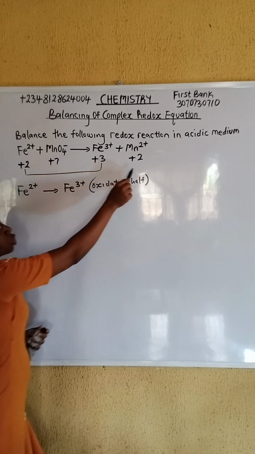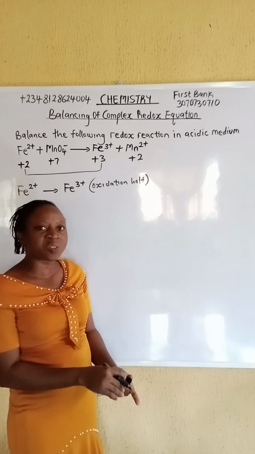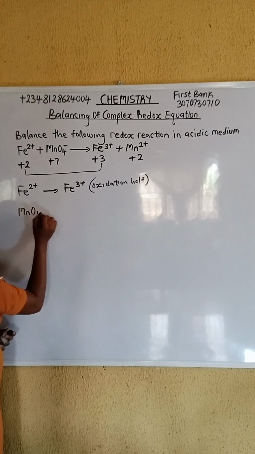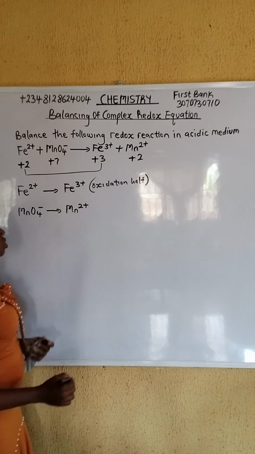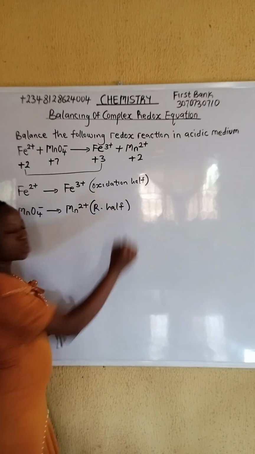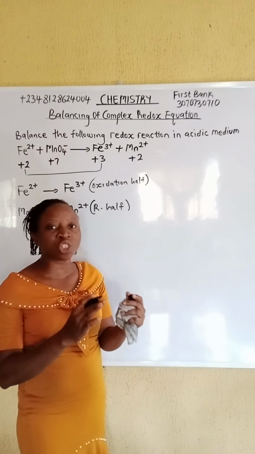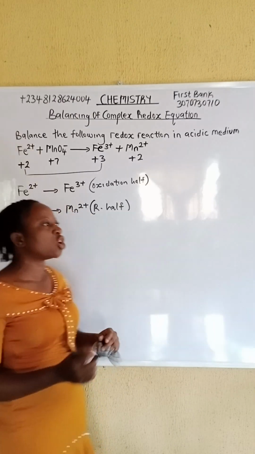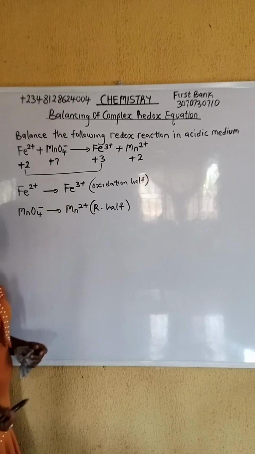So let's take the reduction half. From +7 to +2, there is a decrease in oxidation number, and reduction is a decrease in oxidation number. So let's take manganese. MnO4- gives Mn2+. This is the reduction half. What is the next step to take? You are going to balance each atom from the first half reaction and the second half reaction. So let's consider the first half reaction, that is the oxidation half.